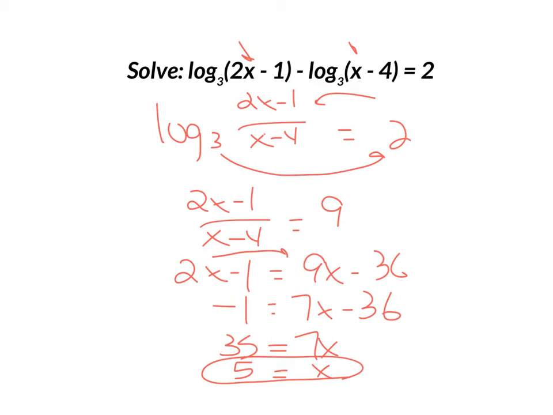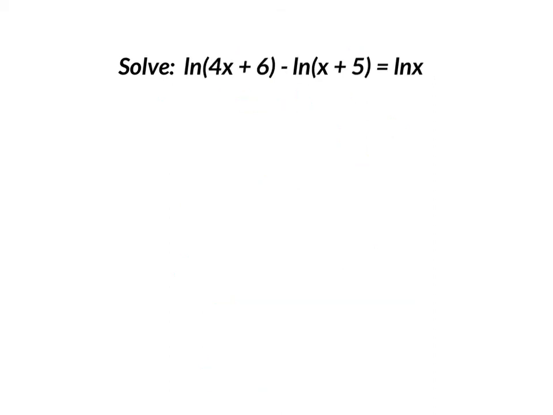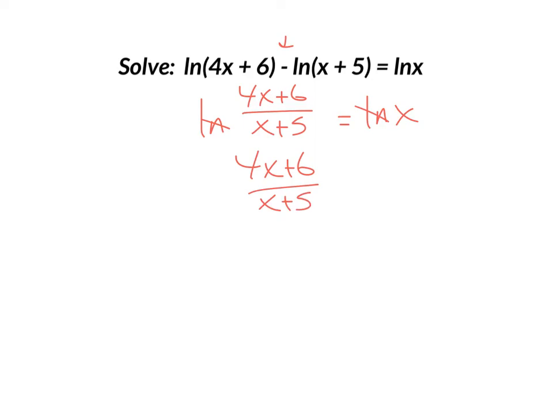Got one more to show you, one more type. With the last type, natural logs, and this time I have natural logs everywhere. This is going to sound weird. This should end up being the easiest one of all, but we'll see how it goes. I have subtraction on this side. When you have subtraction to make it 1 log, you do division. So I'm going to say natural log of (4x plus 6) over (x plus 5) equals the natural log of x. Now, because I have natural log on both sides, you can eliminate the natural logs, or just drop them and say (4x plus 6) over (x plus 5) equals x.